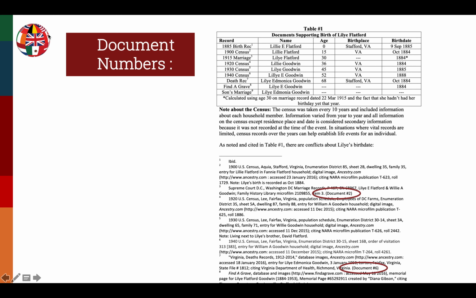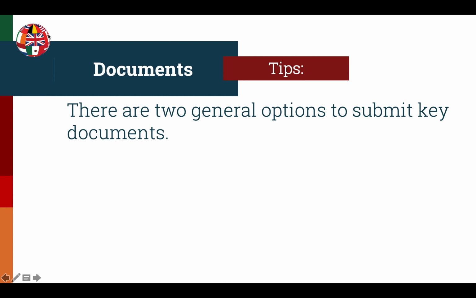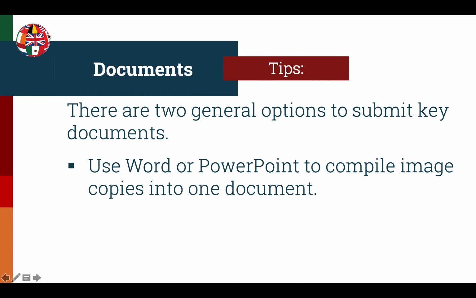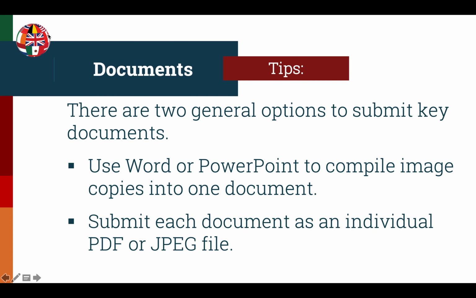Here's an example of how a report might look with the document numbers added to the citations in the footnotes of the report. There are two general options to submit the key documents. One option is to use Word or PowerPoint or a similar program to compile image copies of the key documents into one single document. Another option is to submit each document as an individual PDF or JPEG file. Examples of these are on the upcoming slides.